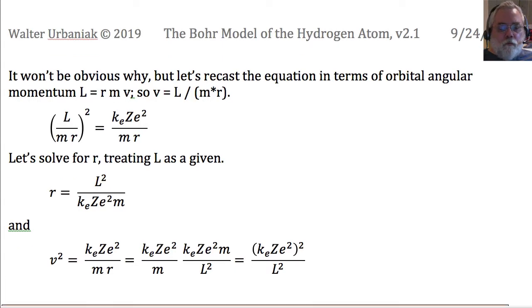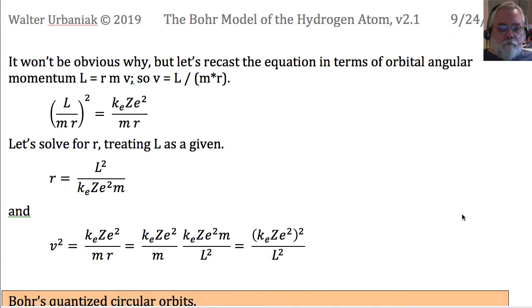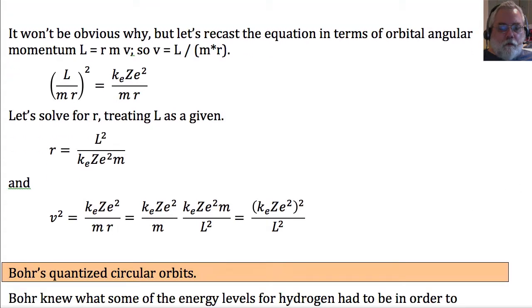And we get formulas for v squared of k sub e z e squared over m times r, or if we substitute in the r value, we get quantity k sub e z e squared, quantity squared, over L squared. And we can solve that for v.